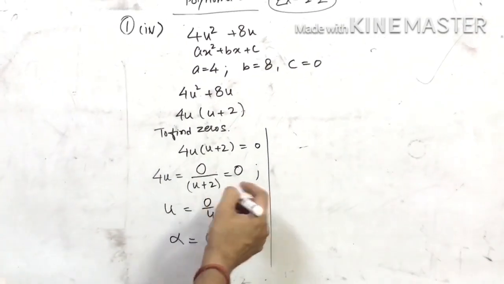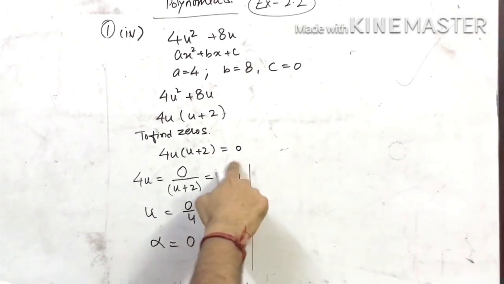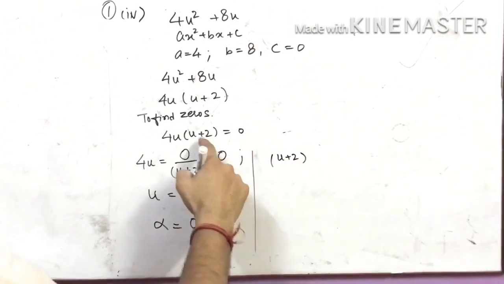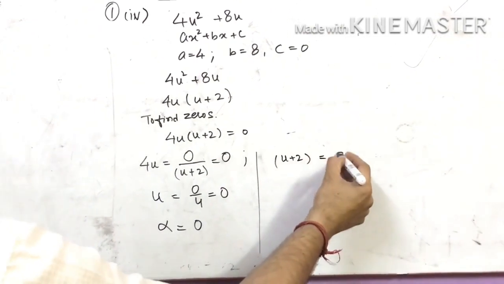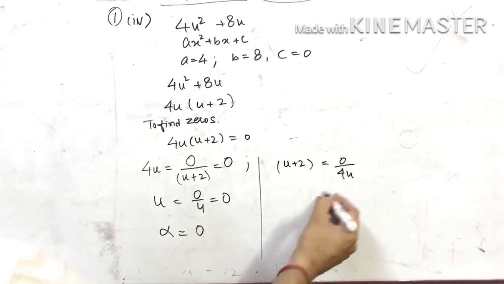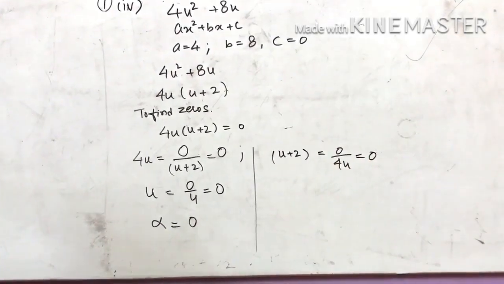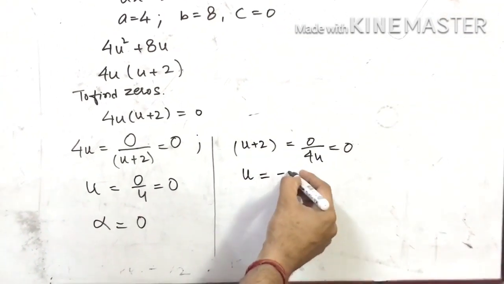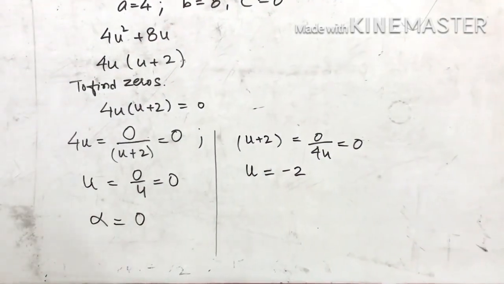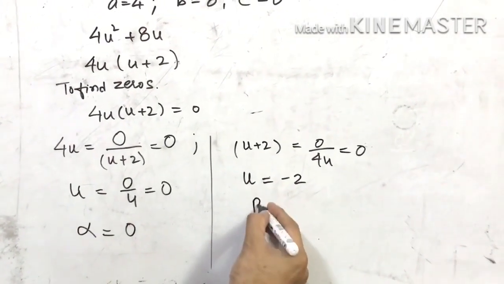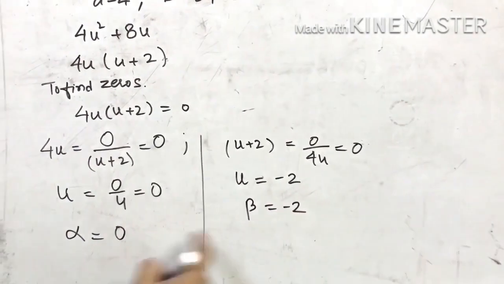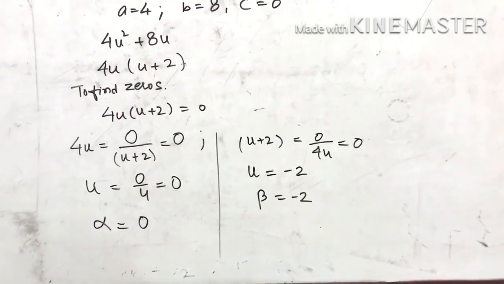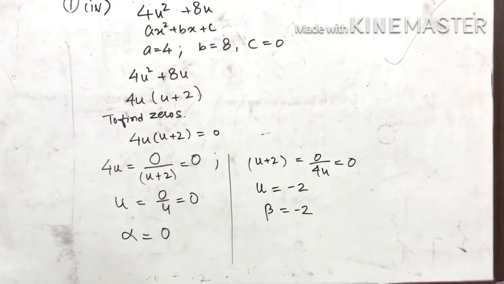Now the second part is, you keep u plus 2 here on the left side and take this 4u over there and divide it, so you will get 0. Now the value of this u will be, this 2 will go there, becomes minus 2. So now you have two values, so this is your beta. Now you know two roots. So this is your first part, what are the two roots, and second is to prove the relationship.